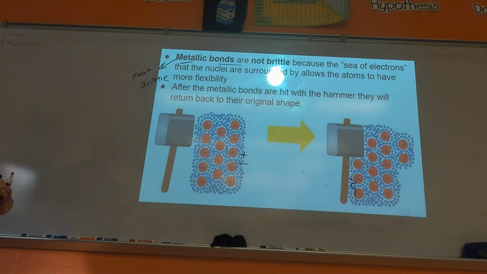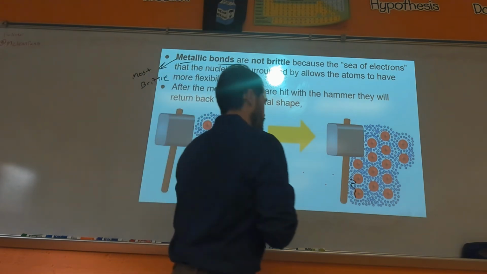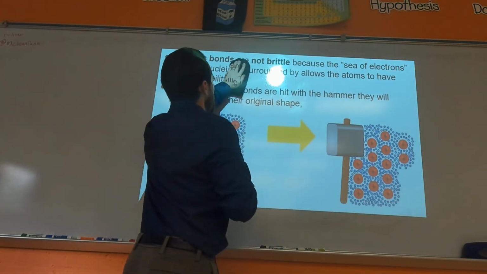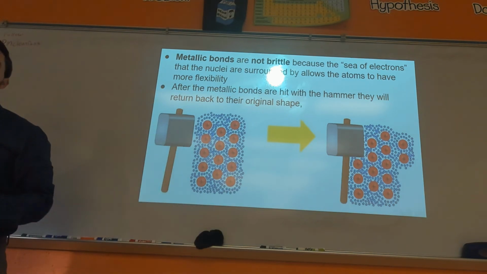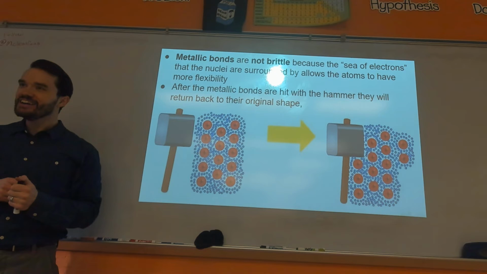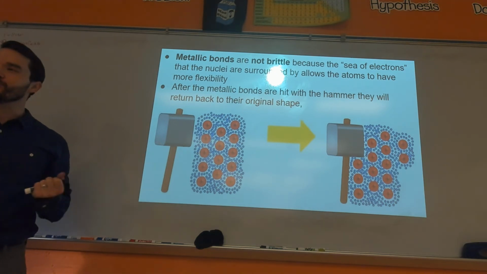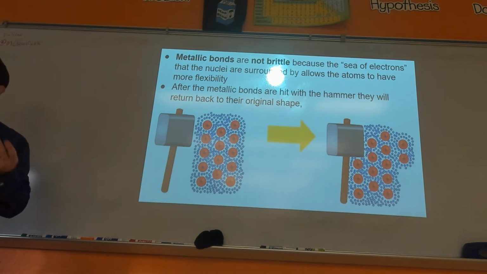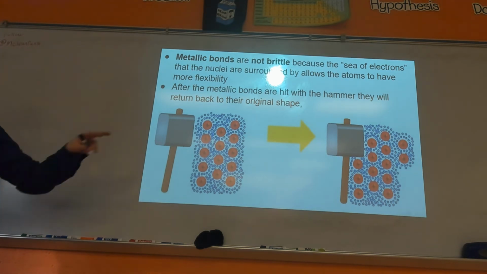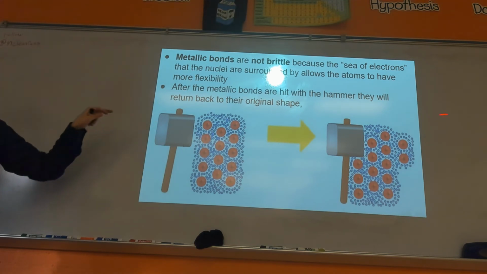Okay. Looking at metallic bonds. Metallic bonds are not brittle. So going back to that car example, notice how we focused on the window shattering. I didn't say that the entire car shattered, like the metal frame of the car, thankfully, because metals are not brittle. If you have something made of metallic bonds, like your metals, they aren't brittle. If I were to hit that car with a hammer, it's just going to shift.